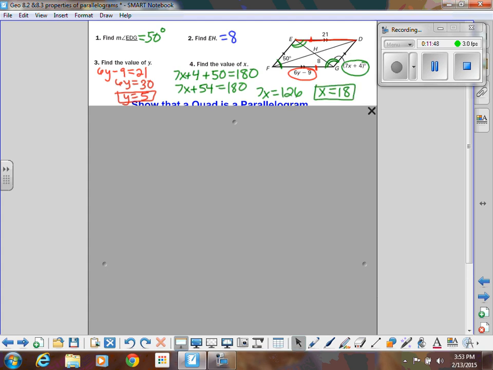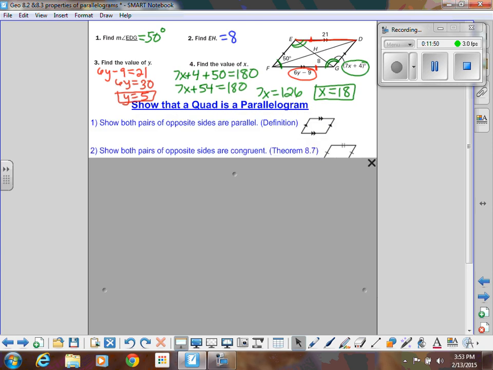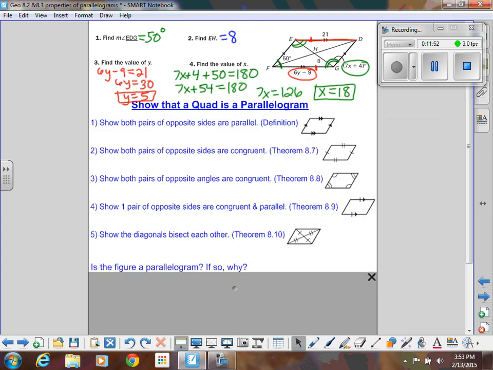Now let's summarize what we know about parallelograms. These are things that help us know we're dealing with a parallelogram. So there's 5 properties, 5 ways to show that a quadrilateral is a parallelogram. So this is before we know it's a parallelogram.